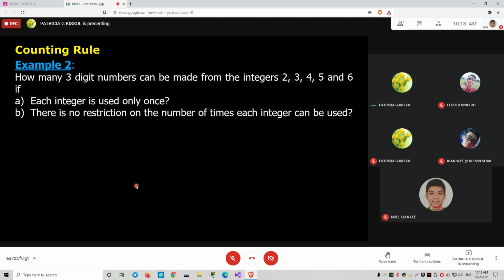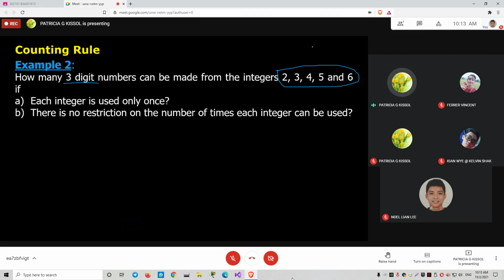Now this one, I think, is clearer. We want to make 3-digit numbers, and we have the selection from the numbers 2, 3, 4, 5, and 6. So our selection is only these 5 numbers. We can choose from only these numbers, no other numbers, and we want 3 digits.